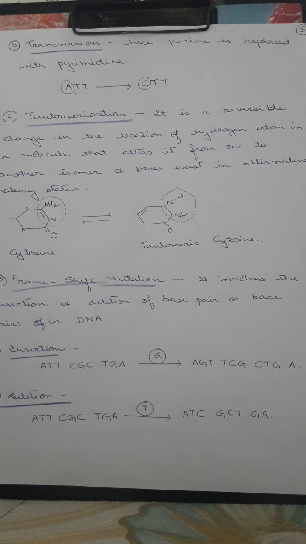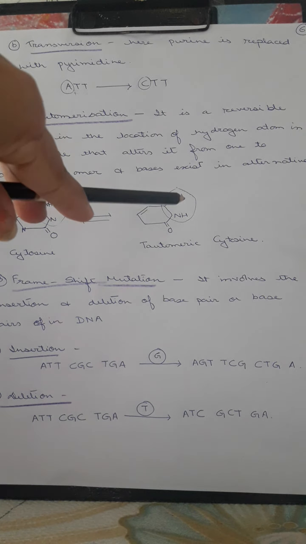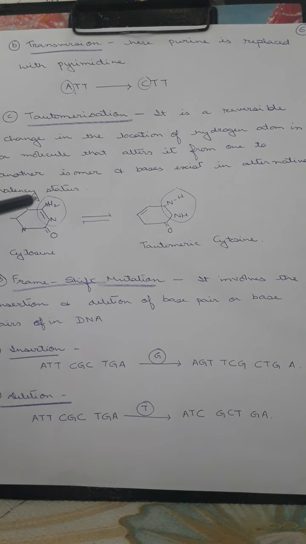Tautomerization means what happened? It is a reversible change in the location of a hydrogen atom, and thus the whole structure will be changed. Now see here, this is a cytosine. This is the chemical structure of cytosine. Here the amino group is being replaced. The hydrogen is being shared and the position is altered. Here this hydrogen goes and gets attached to the nitrogen, so the whole structure changes. Now this is a normal cytosine and this is a tautomeric cytosine.